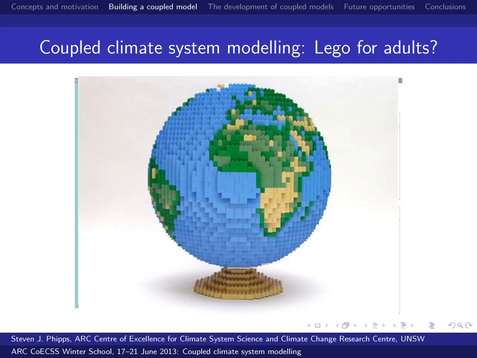The subtitle for my talk is Coupled Climate System Modelling: Lego for Adults. Because it does feel like that sometimes, really. It's basically take a lot of components, stick them together, and there's your Earth. So this is Coupled Climate System Modelling in one image.